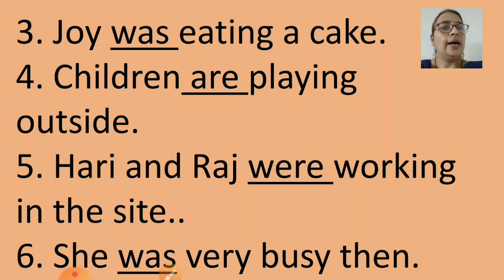Fifth sentence. Hari and Raj were working in the site. Here the helping verb is were, and it is helping the word working. And Hari and Raj, they are the subject. Sixth sentence. She was very busy then. Here, was is the helping verb.